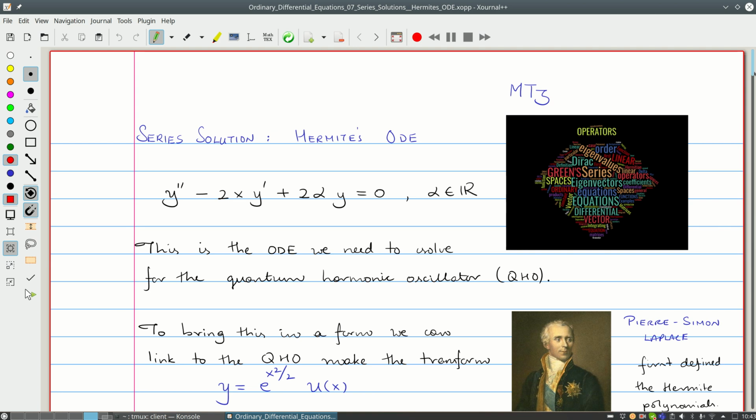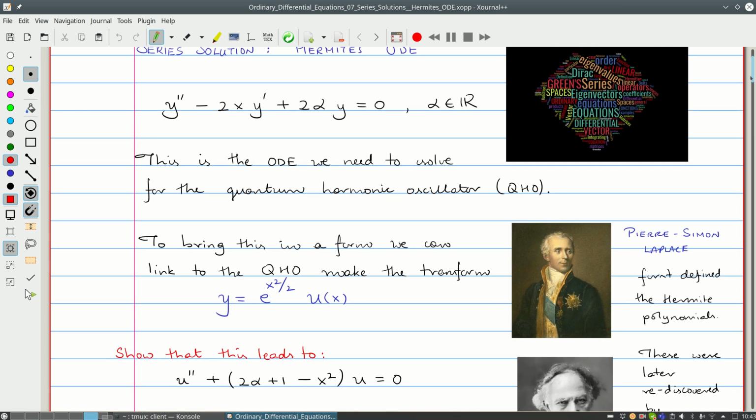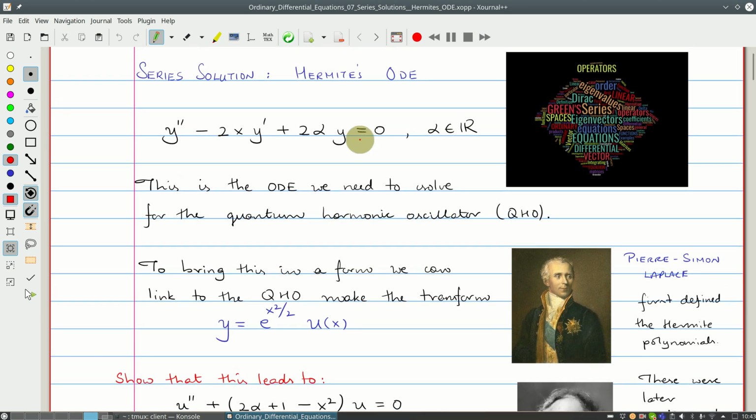So just to look at the people behind what we are looking at now, there's Pierre-Simon Laplace, who first defined the Hermite polynomials, but apparently in a way in which we wouldn't recognize now. So they were rediscovered, understandably, by Charles Hermite. I guess he's French, so Hermite. Oui. Okay, and we're going to see now why this is an important differential equation for us when we are studying, especially when we study quantum mechanics.